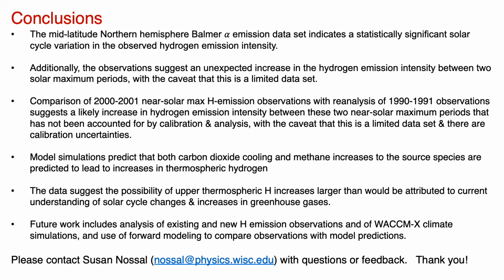Our conclusions include that we have seen a statistically significant solar cycle variation in the observed intensities, with the suggestion of an unexpected increase in hydrogen emission intensities between two solar maximum periods, with the caveat that this is a limited data set. Model simulations predict that both carbon dioxide cooling and methane increases to the source species are predicted to lead to increases in thermospheric hydrogen, and that future work will consist of analysis of existing and new observations and new model simulations, and use of forward modeling to compare observations with model predictions.